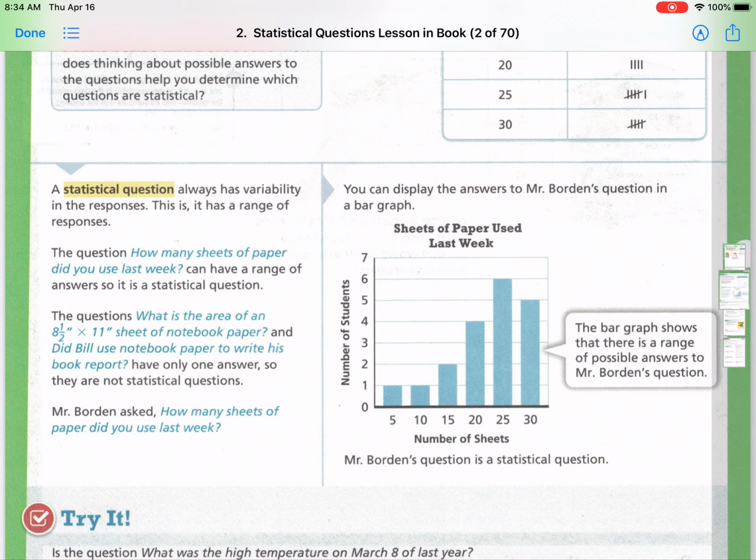And then the book also goes into detail on how you can display the answers to Mr. Borden's question in a bar graph. But that's not something that we're focusing on today. We only need to focus on whether a question is going to be statistical, it's going to have multiple answers, or if it's not statistical. Remember, not statistical means that everyone will respond to the question in the same way.